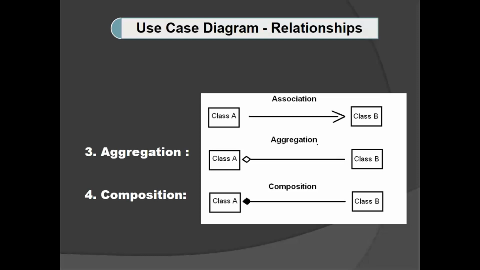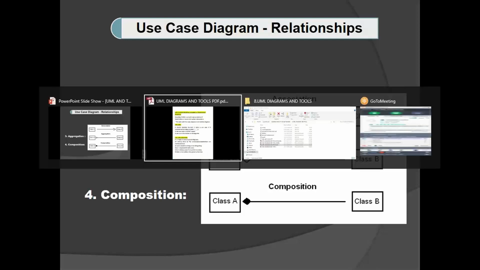So these are the four different relationships. First one is association, generalization, aggregation, and composition. Among these four, as a BA, we are going to use only association and generalization. Again, in association, we are going to use only unidirectional. Just go through the notes once.